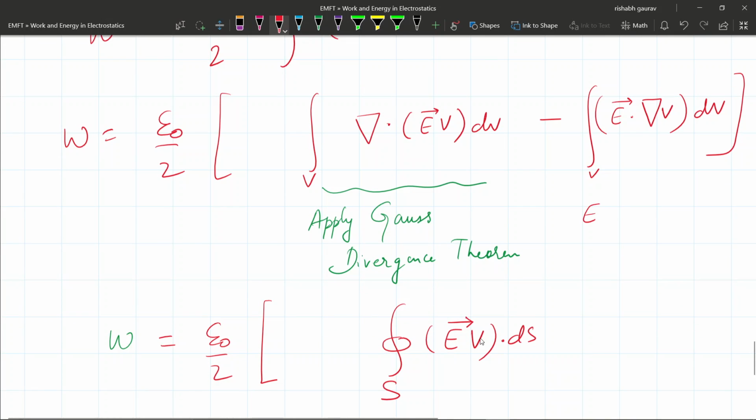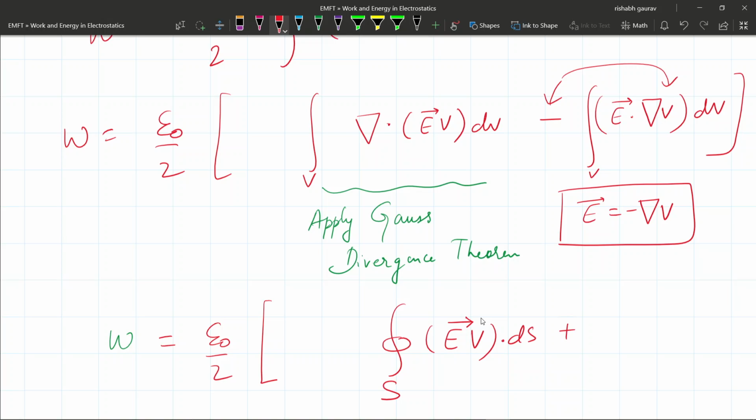And as we know, the electric field is given by the negative gradient of the potential, E equals minus del V. So minus del V can be written as plus E, and E dot E dV.